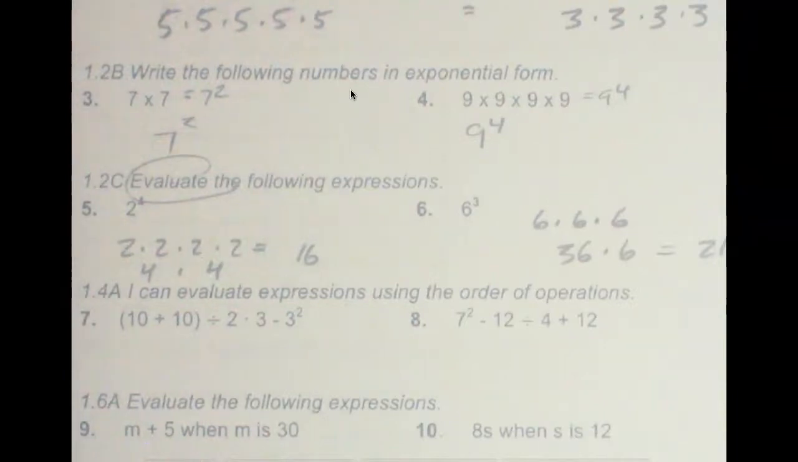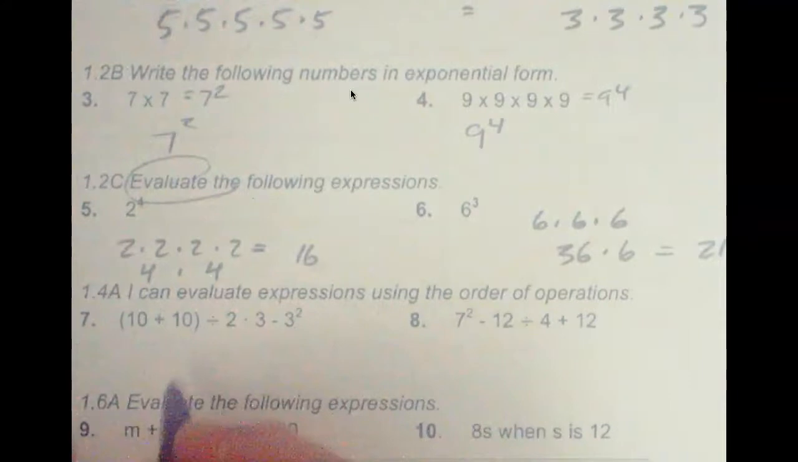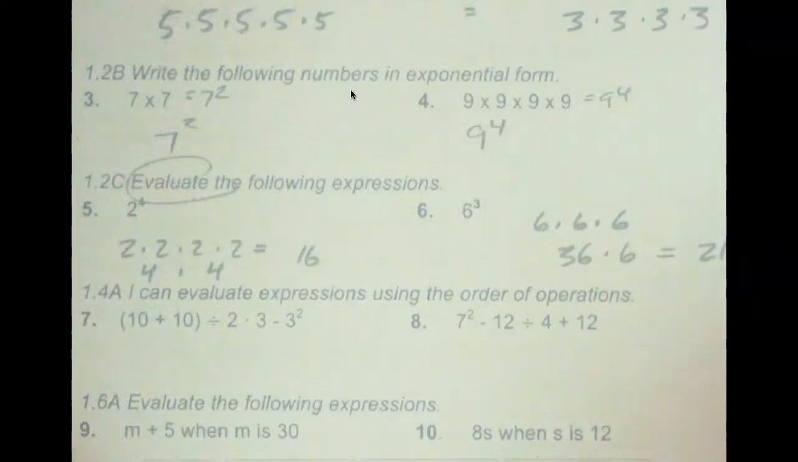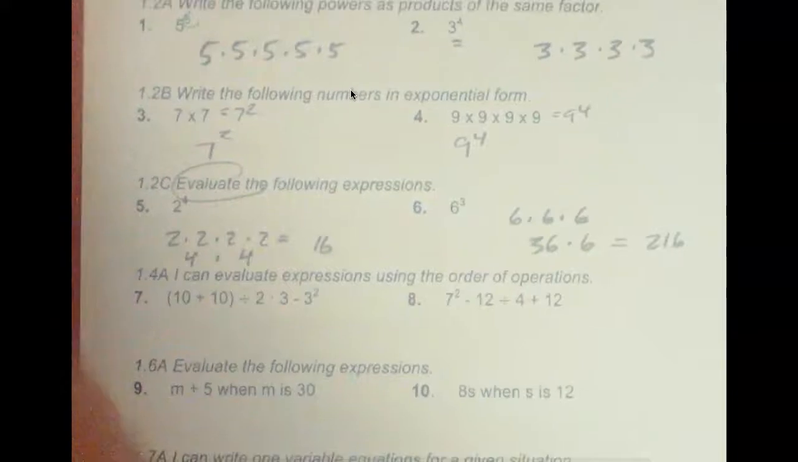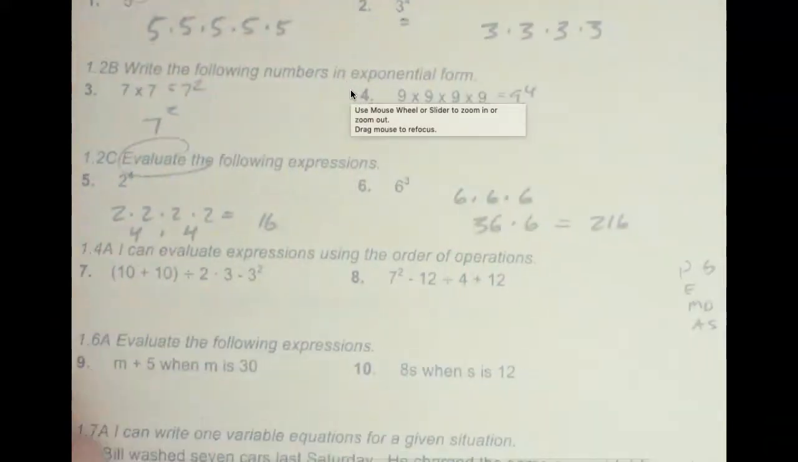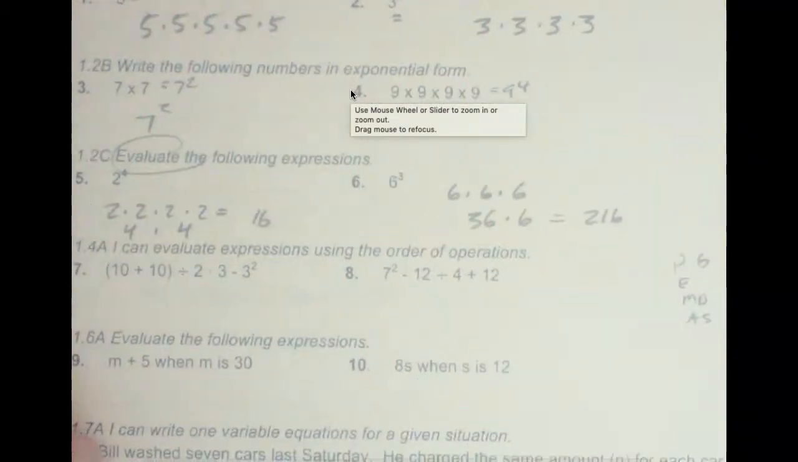All right, number 1.4a, I can evaluate these expressions using the order of operations. All right, I'm going to try to squeeze these in here, see if I can get it. Well, first of all, here's my PEMDAS: parentheses, exponents, multiplication or division, then addition or subtraction. And some people call this GEMDAS because you can put in grouping. You can see that little helper over there. So let's see if I can go ahead and do this. I'm going to start off with doing the parentheses. That's what it says first.